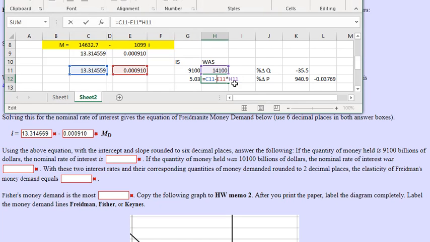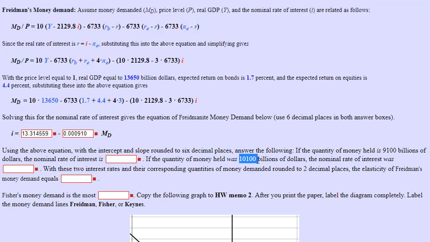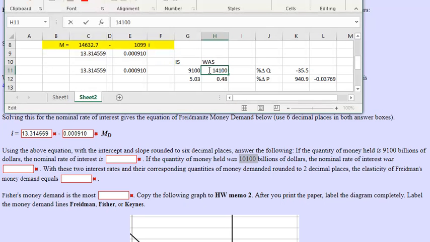Okay. And then I do the same thing. Oh, I got to change this value right here. See that? This value is 10,100. So I'm going to copy that. I'm going to paste it right here. So I got a different quantity for this part.